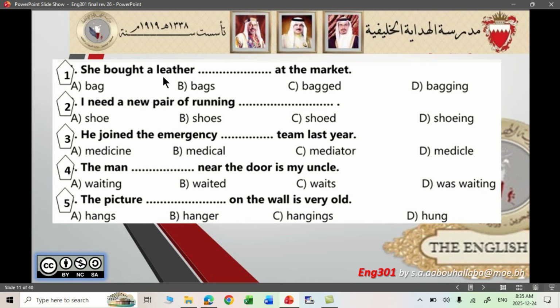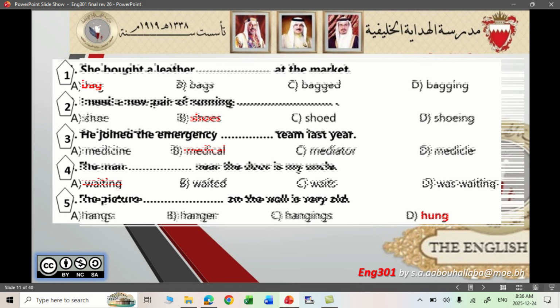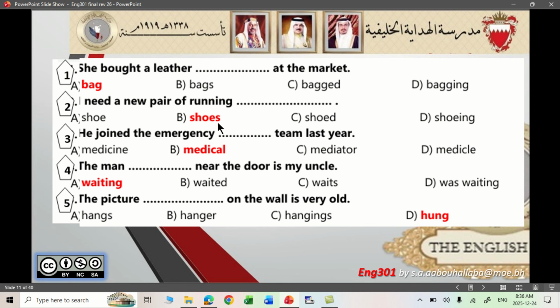You get me? Leather here is a noun, and we need another noun that it is going to modify. So she bought a, it means it's one bag only, so we cannot say bags or bagged or bagging. The right answer is going to be bag. Now please pause and do your answers, then look at the key for that exercise. Well, now let's see the right answers. As you can see, here are the right answers.